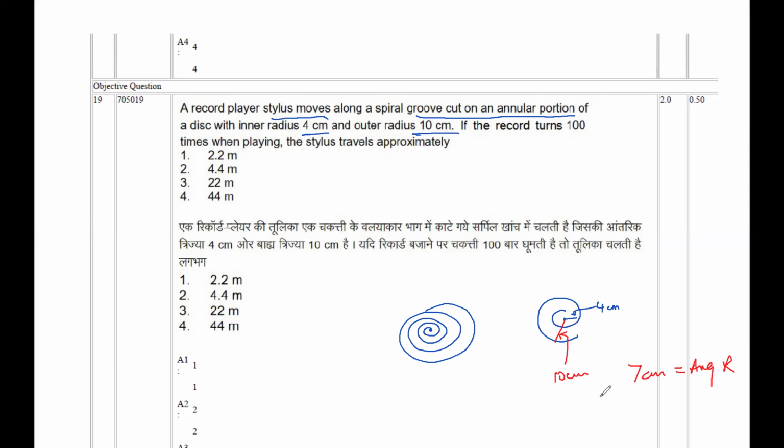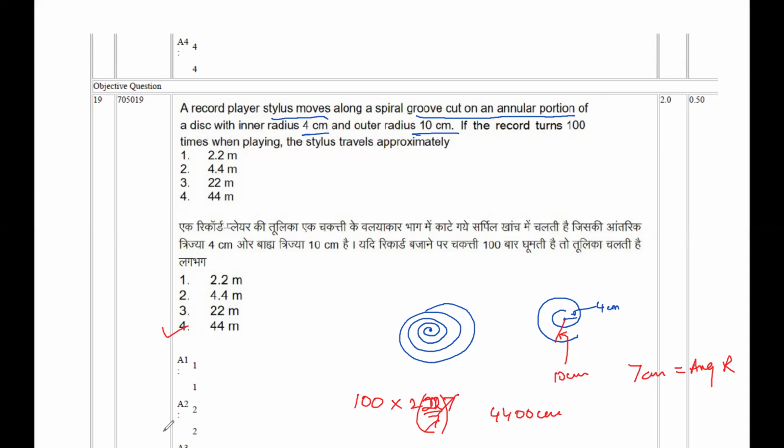Now, if the record turns 100 times when playing, the stylus travels approximately how much? So 100 times 2 pi r, where r I'm taking as 7, and pi I'll take as 3.14. Now remember, this entire thing is in centimeters. Yeah, so I'll take this as 22 by 7 if you don't mind. Pi value as 22 by 7, 7 goes. So I've got 4,400 centimeters, which is 44 meters. So I'll go for this one.